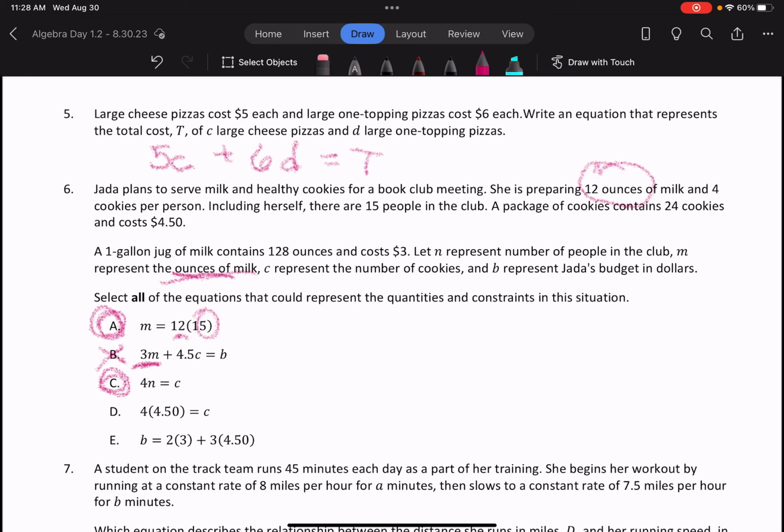D says 4 times 4.50, so that's 4 cookies per person times $4.50. Now remember, $4.50 represents 24 cookies, not 4 cookies. So this does not work, right? Because that would not be true.